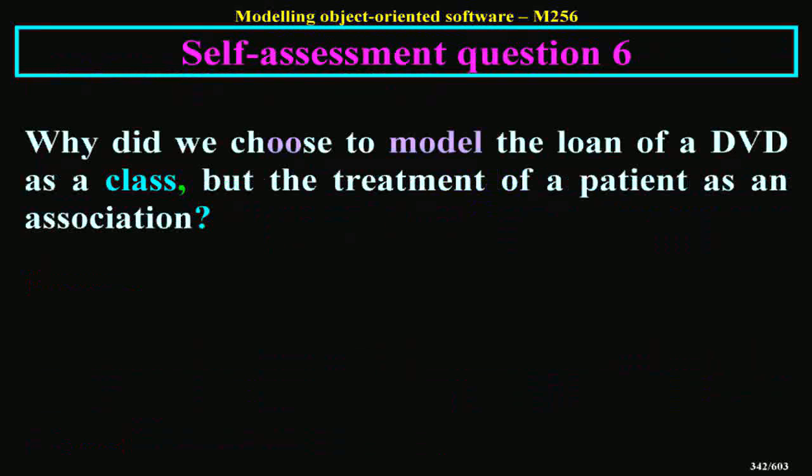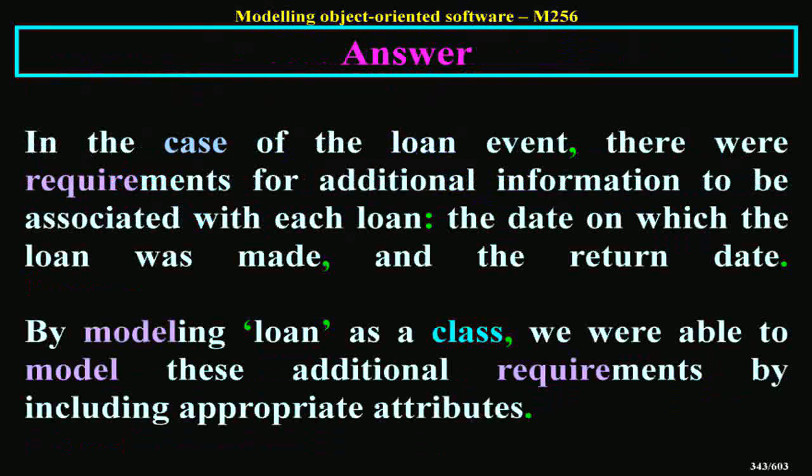Why did we choose to model the loan of a DVD as a class, but the treatment of a patient as an association? Answer. In the case of a loan event, there were requirements for additional information to be associated with each loan: the date on which the loan was made, and the return date. By modeling loan as a class, we were able to model these additional requirements by including appropriate attributes.